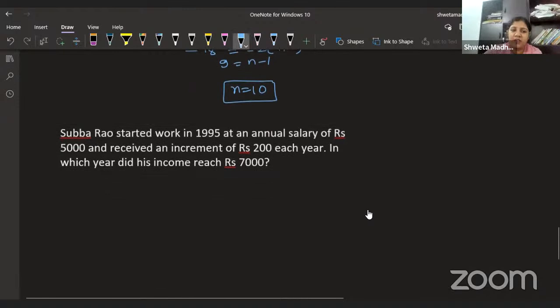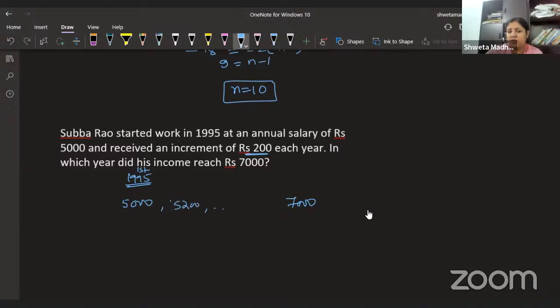In 1995, the salary was 5,000. 1995 is considered the first year, that is N is equal to 1 for 1995. And now income reached 7,000. Every year, 200 increment. That is 5,200 and so on. So the nth term is 7,000. A is 5,000 plus N minus 1 into 200. So 2000 by 200 plus 1 is N, 11. N is equal to 11.